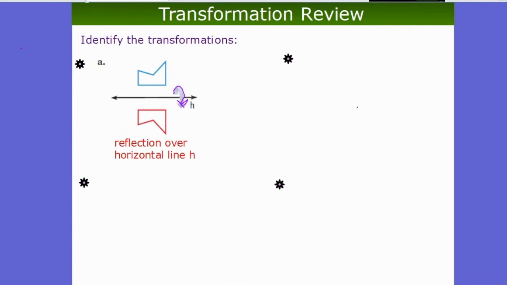So reflections, I'm always thinking about, you put some ink along here, you folded a piece of paper, and what was the image that resulted? So we reflected over this line H. This one, again, blue is our pre-image, red is the image.